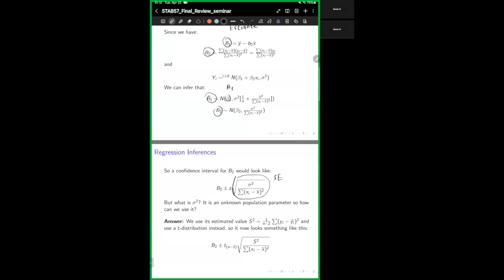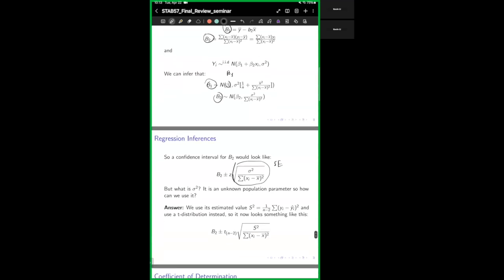What is sigma squared? We don't know what sigma squared is. Typically, we're not provided what sigma squared is. It is an unknown population parameter, so how can we use it? Instead, we use the estimated value, the sum of (yi minus yi hat) squared. This is essentially equal to the mean square error.